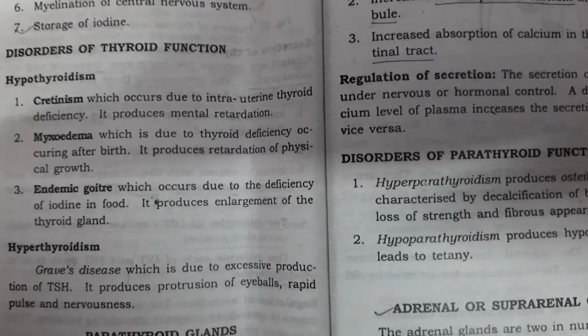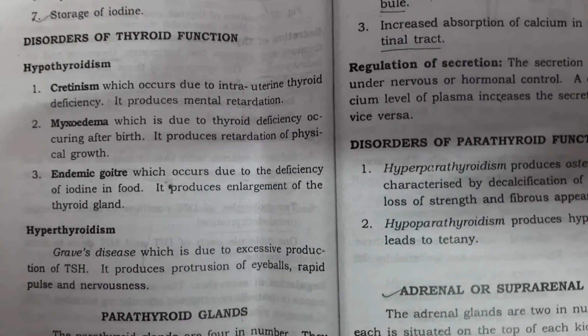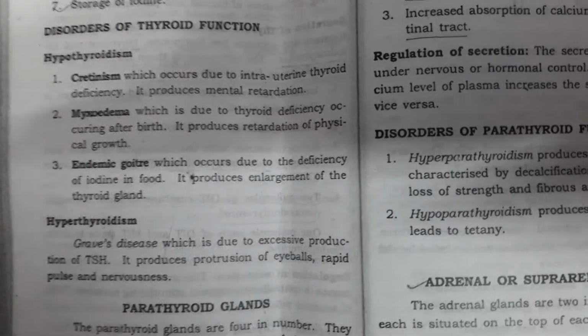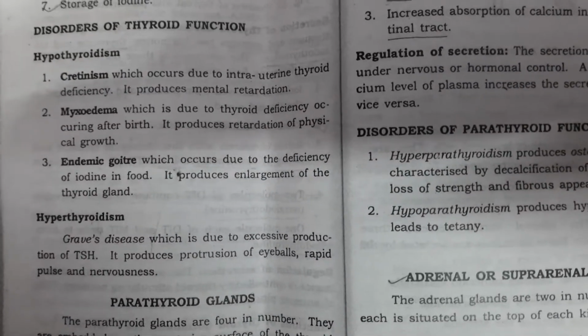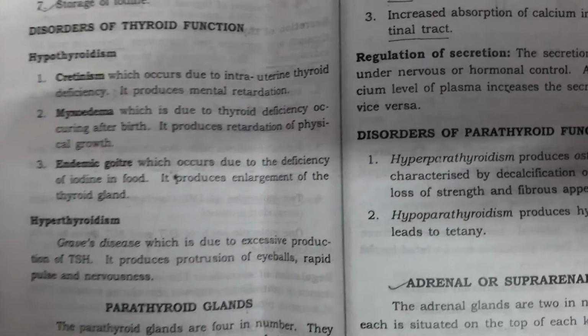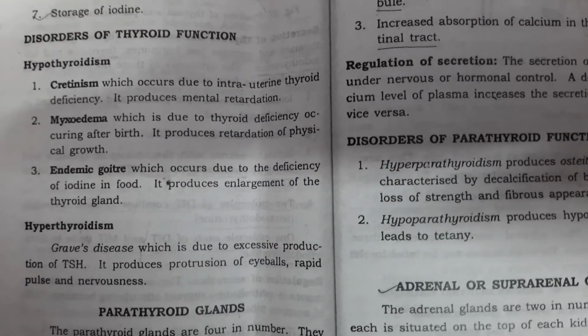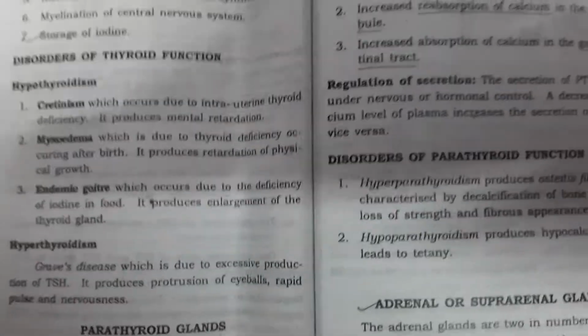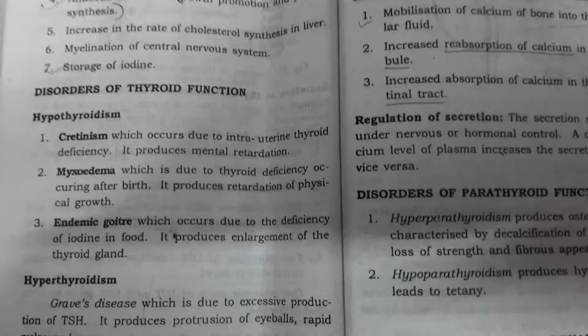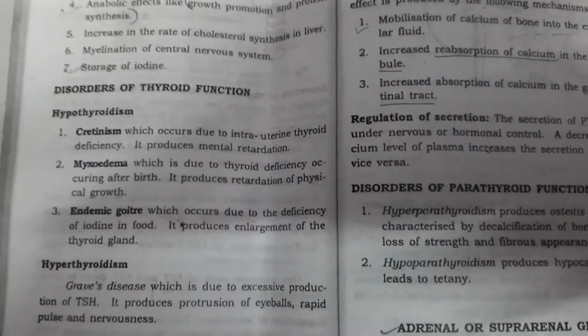Okay, so hypoparathyroidism produces hypocalcemia, which leads to tetany. The tetany is an important question. Hypoparathyroidism produces hypocalcemia, which leads to tetany. Okay, clear. The next one is the adrenal and suprarenal glands.